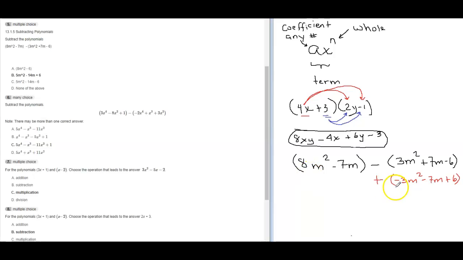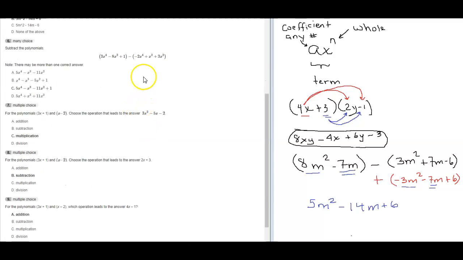And then once you add the opposite, in other words, you rewrite this like I did, just combine like terms. So what is 8m squared plus negative 3m squared? 5m squared. Who is alike with minus 7m? This other minus 7m. So I'm going to have minus 14m. And then I have one term left in the second parenthesis, the plus 6. I put it together with my answer. And that's my answer. That's why you can see it's letter B. Subtract polynomials. Problem number 6.